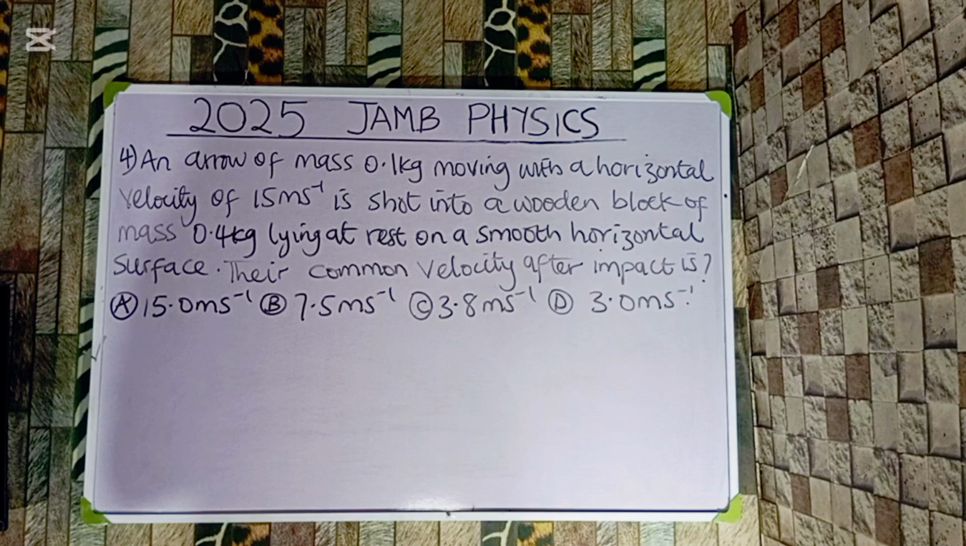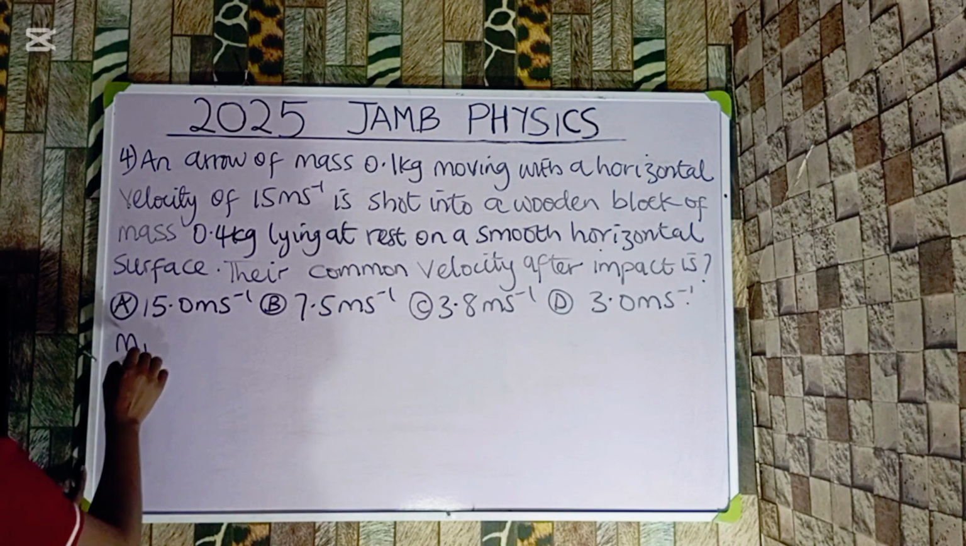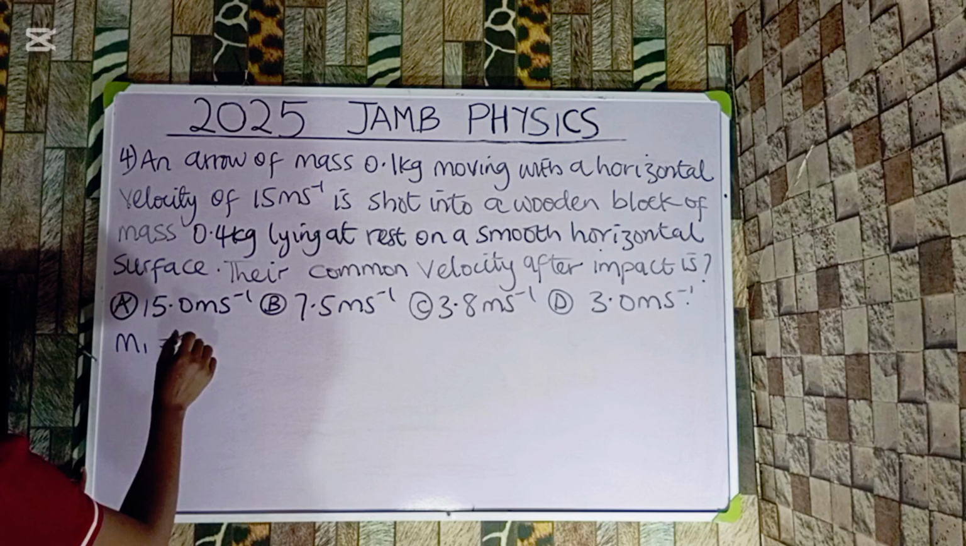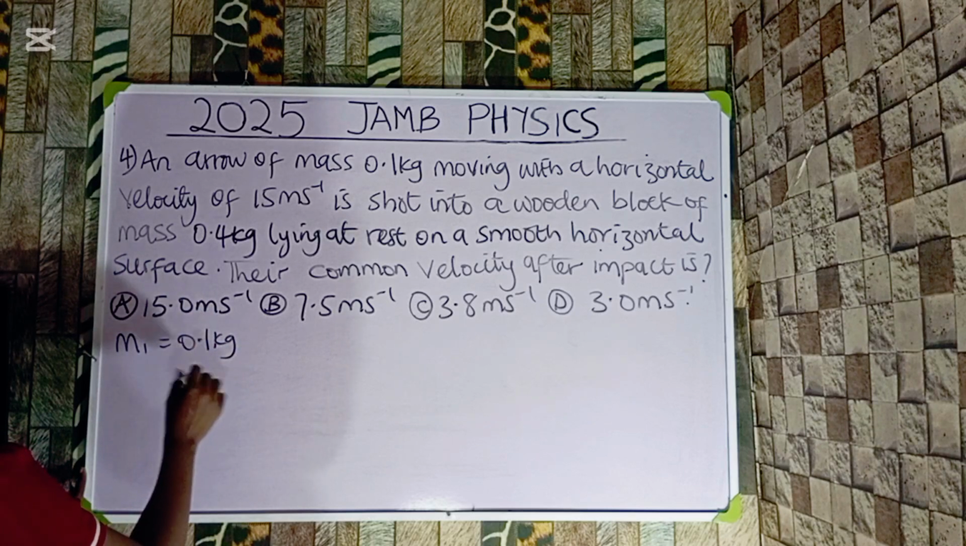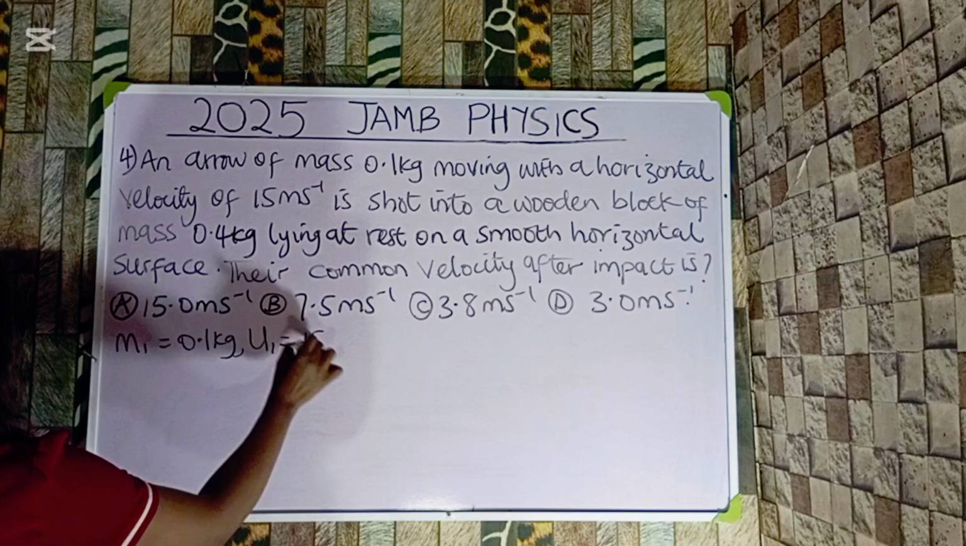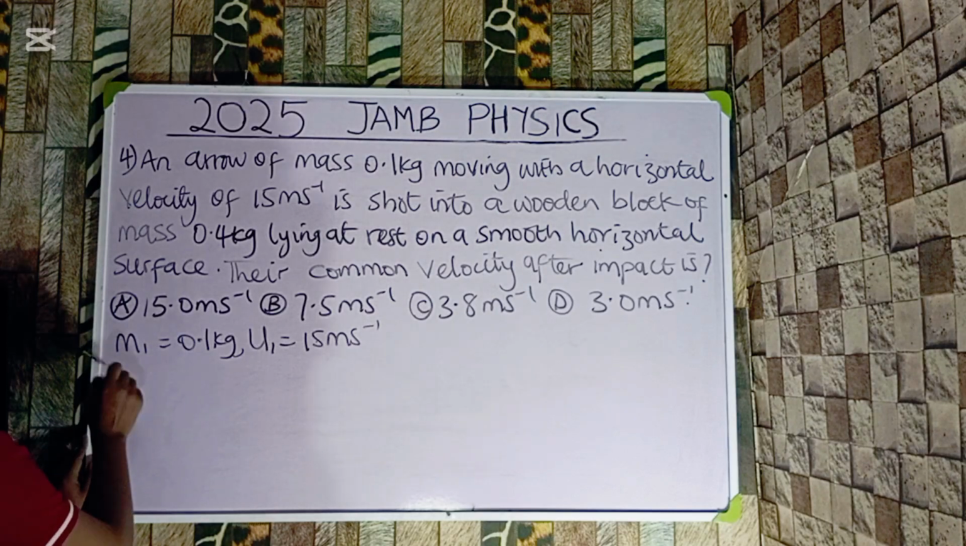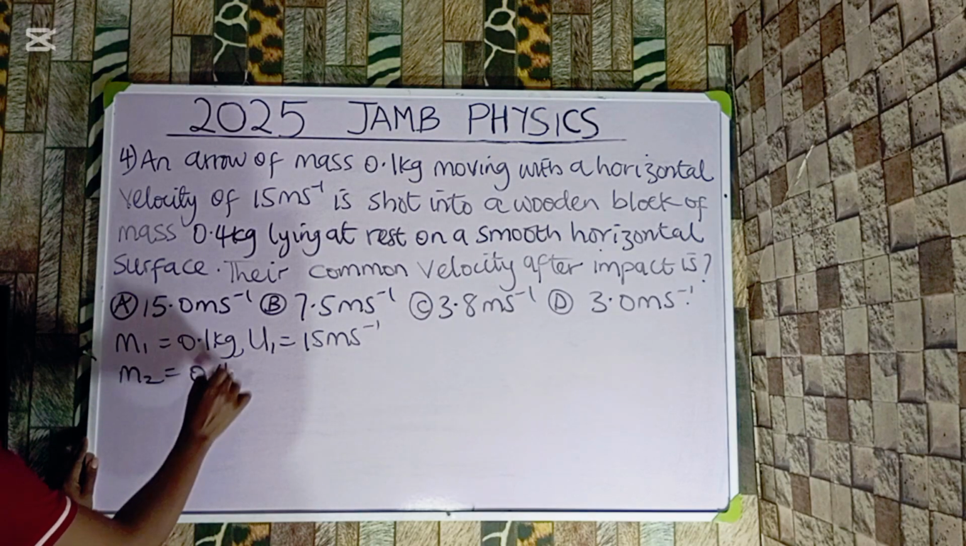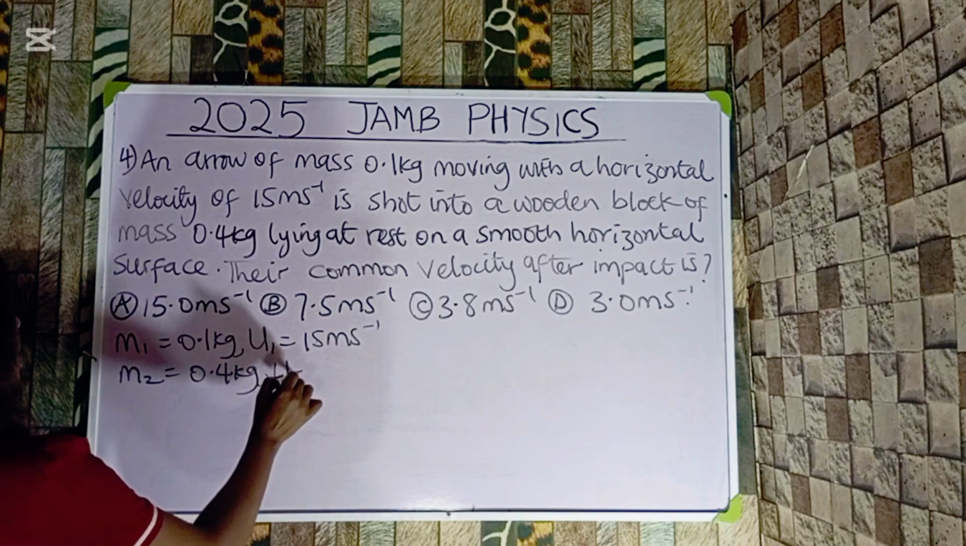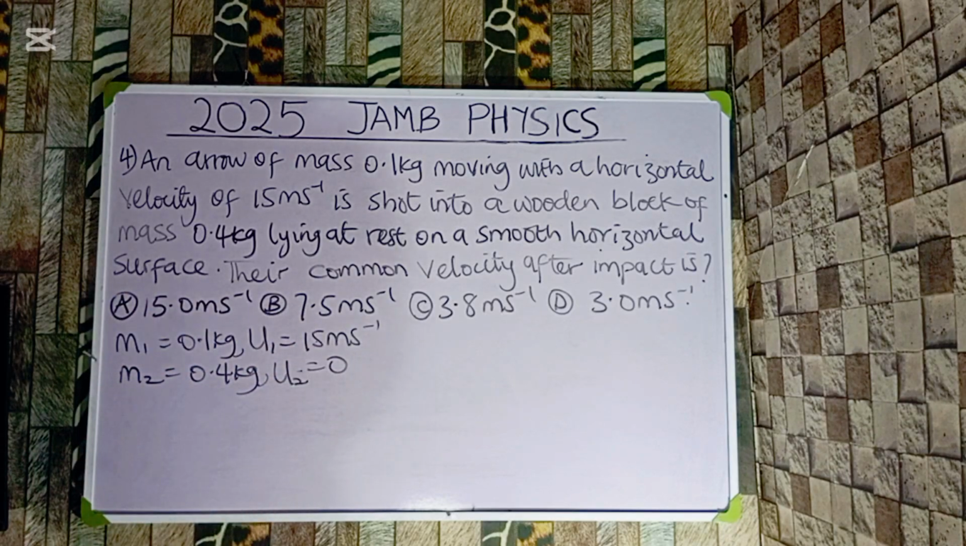But after collision, the two bodies move off together with a velocity, which is the common velocity that we are looking for. So let us state the parameters. The first mass, the mass of the arrow, is 0.1 kilogram, and the initial velocity is 15 meters per second. Then it is shot into a wooden block. The second mass, M2, is 0.4 kilogram, but it is at rest. That means U2 is equal to 0. We are looking for the common velocity, which is V.